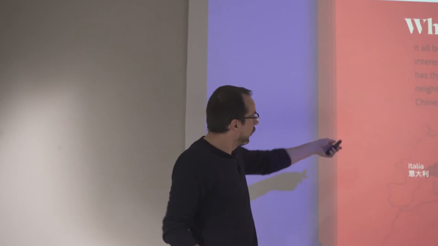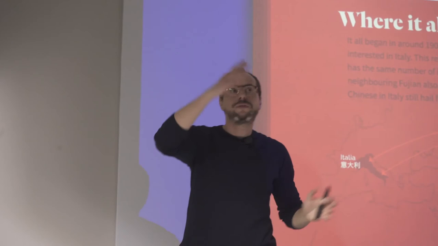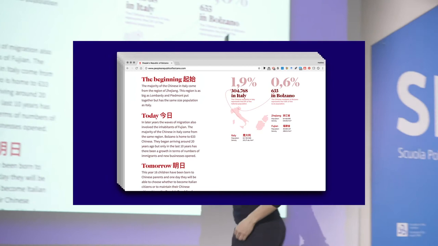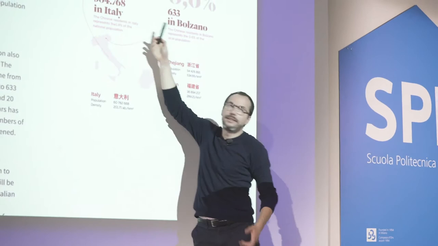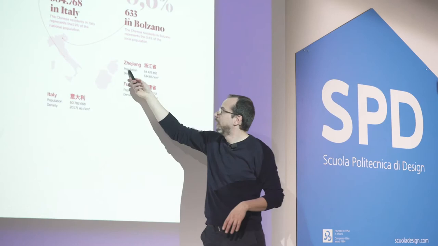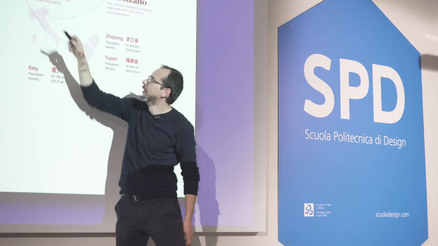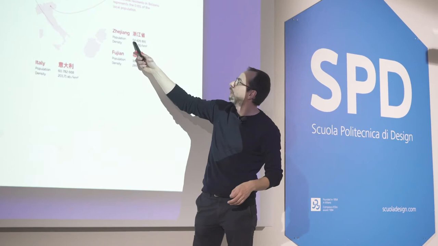This one is the first one, and it tells that the first Chinese in Italy arrived at the end of the 1800s, not last year. Or again, from the global, we decided to move to the national, for instance, connecting the city of Bolzano, where the Chinese are 0.6 percent, with the average in Italy, that is three times more. And then revealing that even now, the majority of Chinese living in Italy came from a small region called Zhejiang, that is big like this, so it's like Lombardia, but it has almost the same population as Italy. It's about 54 million inhabitants, while Italy has 60 million.